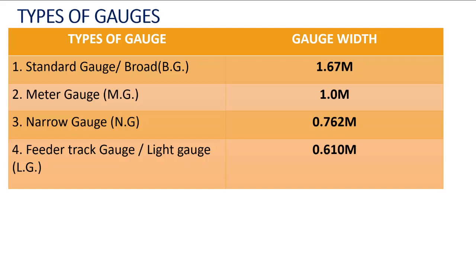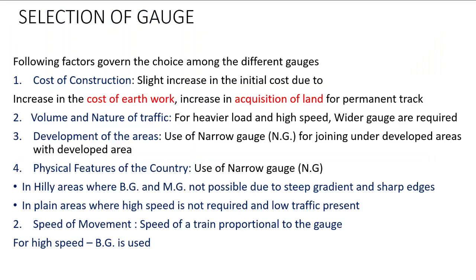Third one is the narrow gauge. It has a width of 0.762 meters. And the last one is the light gauge, also called feeder track gauge, which has a width of 0.610 meters. So what are the factors that help to select the gauge of the rails?